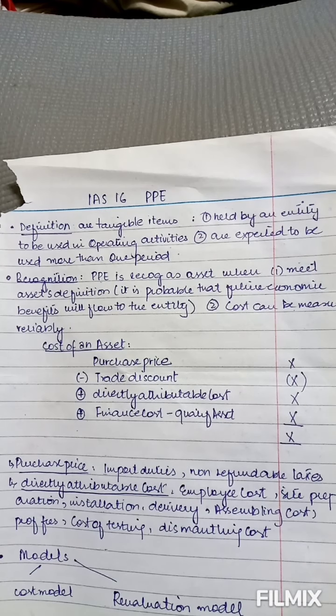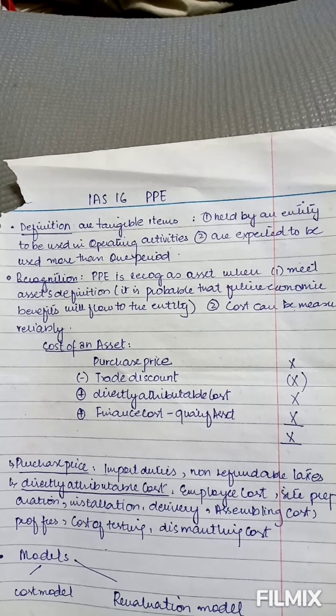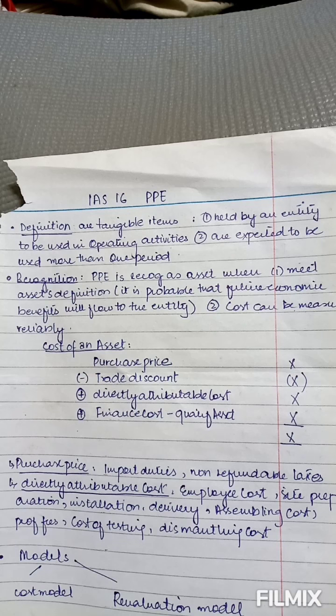You can see property, plant and equipment are tangible items held by the entity to be used in operating activities, and are expected to be used in more than one accounting period. These are the criteria for property, plant, equipment.